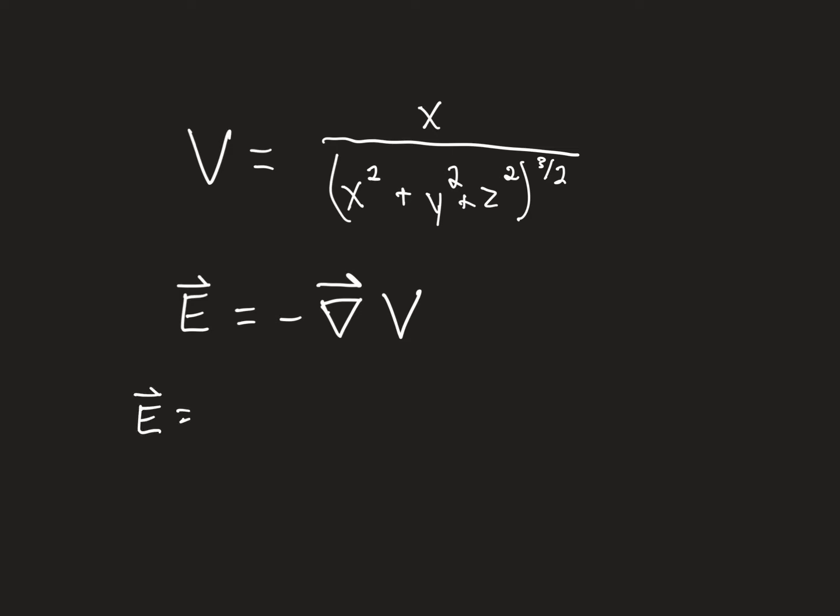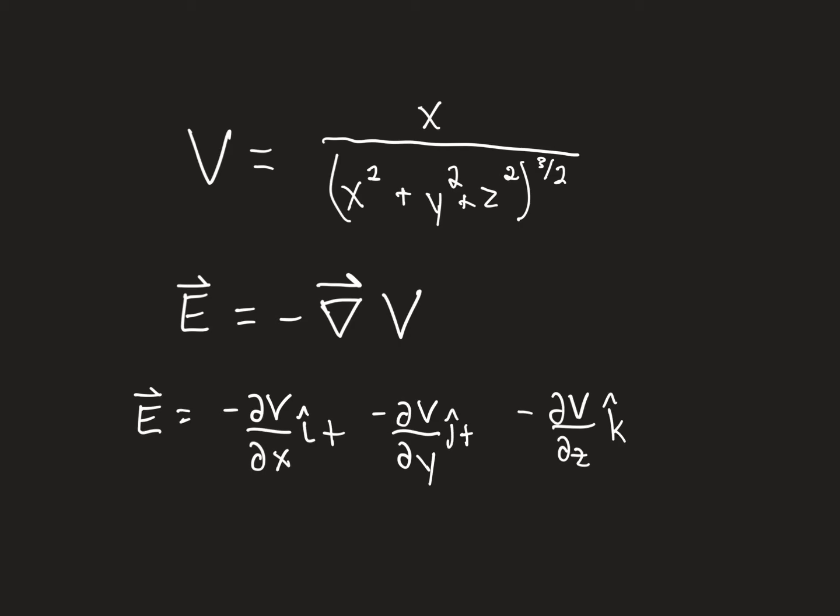E is equal to negative dV dx. But what's weird about the d's that I'm writing? Those aren't normal d's. They're kind of curly d's. They are partial d's. These are all partial derivatives. Negative dV dx plus negative dV dy plus negative dV dz. And each of these partials gives it in the respective direction. So this is the expanded form of this. Same exact things.